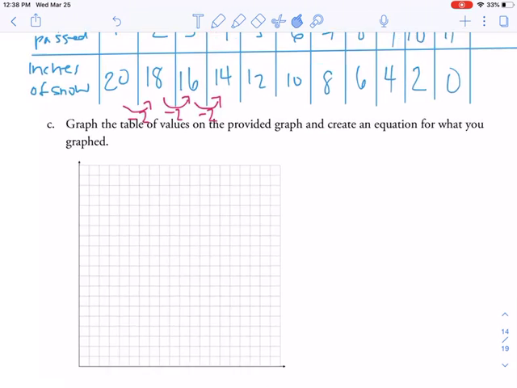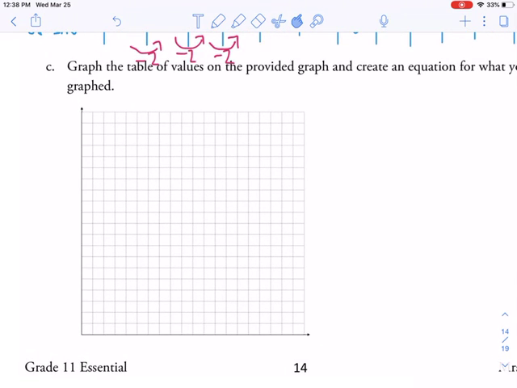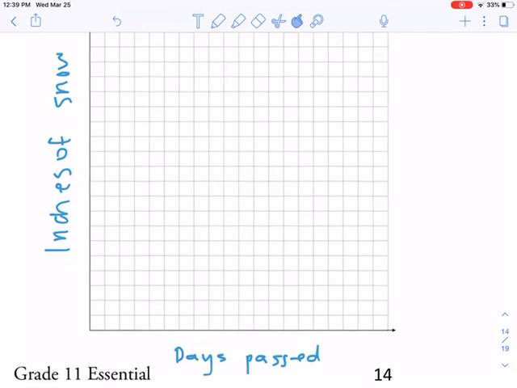Okay, so again, when we graph, we always want to put that independent variable along the x-axis and the dependent variable along the y-axis. And so we talked about how the days that have passed is the independent variable because nothing can stop time, right? And then the inches of snow are the dependent variable. So the inches of snow that remain on the ground are the dependent variable.